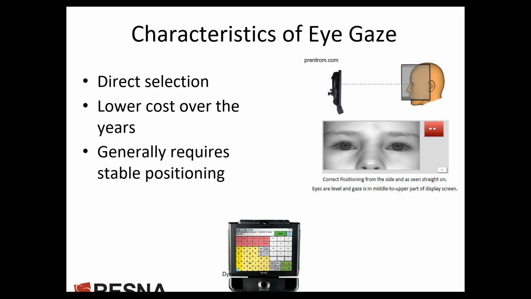So characteristics of eye gaze, obviously direct selection. It's easy to understand. It's a very direct system. It's very transparent. It does require, however, stable positioning. And keep in mind that if the user wears glasses, some of the systems have trouble when there's a glare coming from the glasses to see the proper movement of the pupils.